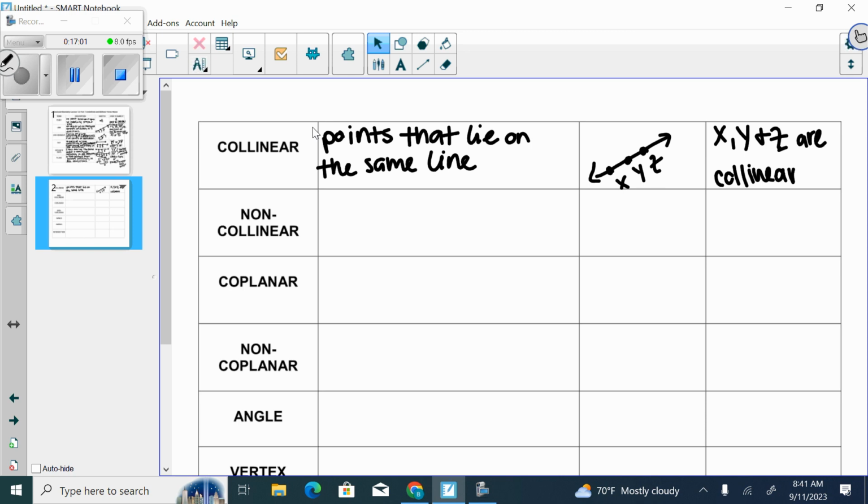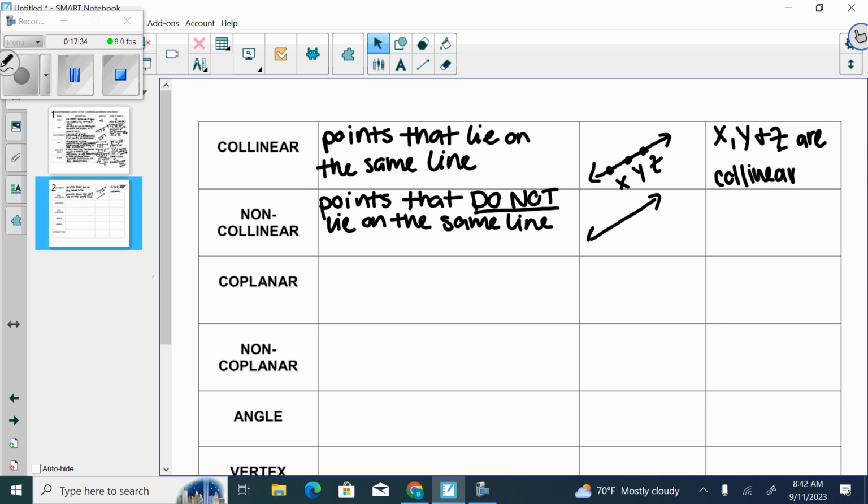Alright, so if collinear means that you've got points that are on the same line, what do we think non-collinear means? Right. So points that do not lie on the same line. So maybe we still got that same line with our points X, Y, and Z. But we also have another point in our plane, point W. Then you would not be able to say that all 4 of these points are collinear because W is not on the line. So W, X, Y, and Z are non-collinear.